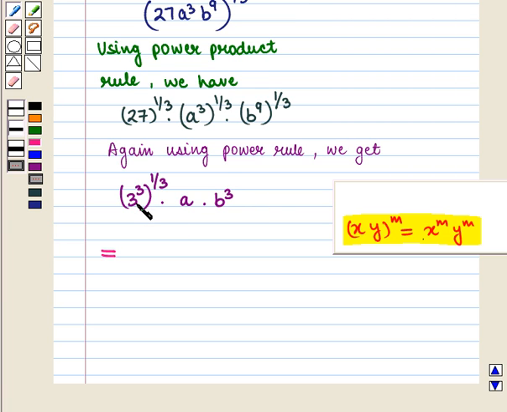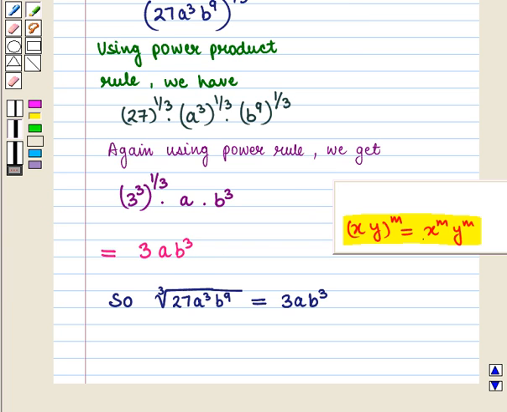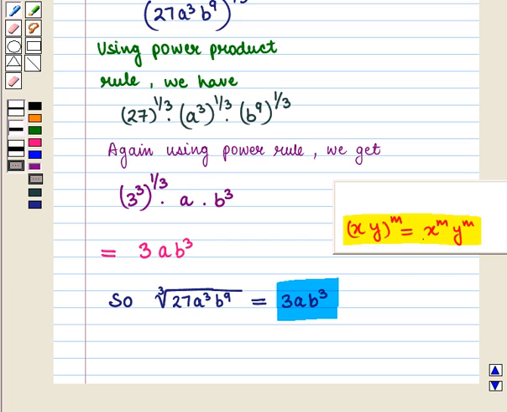So this is equal to 3 raised to power 3 into 1 by 3, that is 1. So we have 3 into a into b raised to power 3, that is 3ab cube. So we say that the exponential form of the given radical expression is 3ab³. Thus, in this session we have discussed how to write radical expressions as an expression with a rational exponent and vice versa. This completes our session.